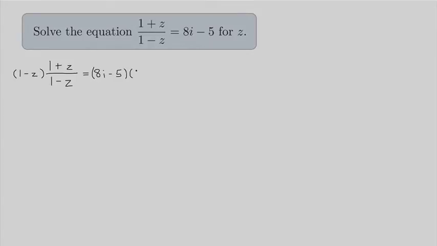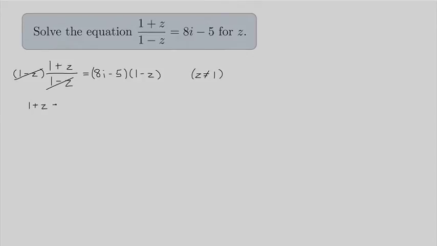And the reason I'm doing that is so that I can cancel out the 1 minus z in the denominator, but I have to be careful to note that z cannot be 1 because I do not want to be dividing by 0. Okay, so now on the left-hand side I have 1 plus z.